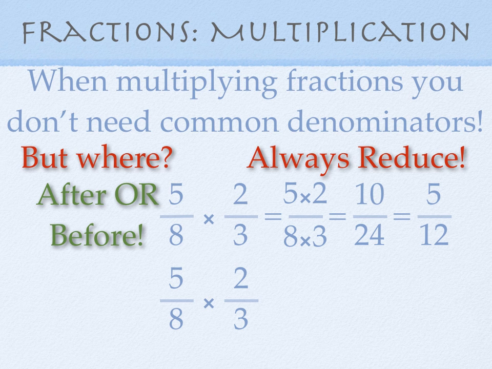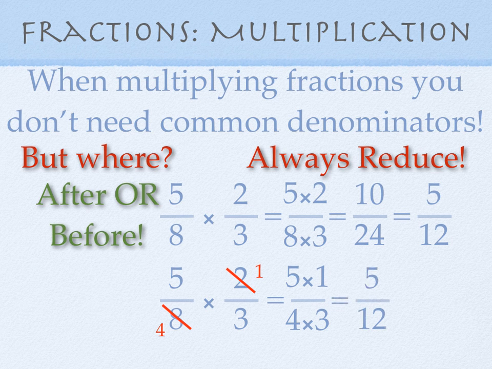But one of the interesting things about fractions is we can reduce from the top of one side to the bottom of the other side, the 2 and the 8. If I reduce from the top to the bottom, 2 would reduce to be a 1, and the 8 can reduce to be a 4. Then I multiply. What's 5 times 1 and 4 times 3? Well, that's equal to 5 over 12.